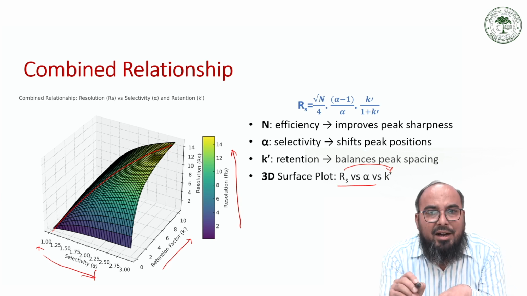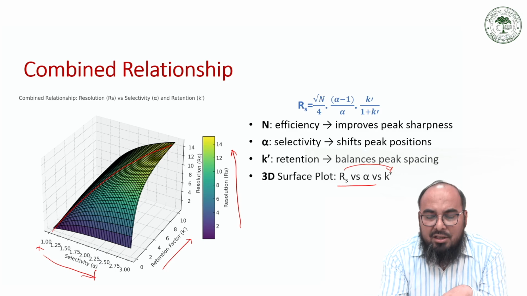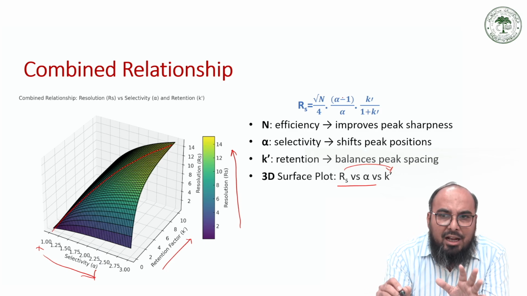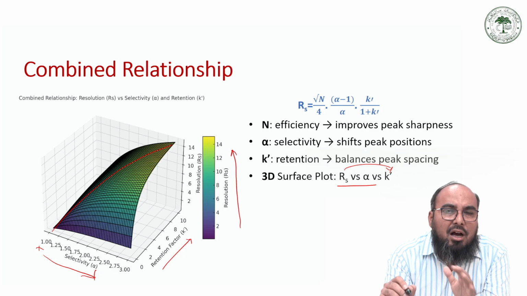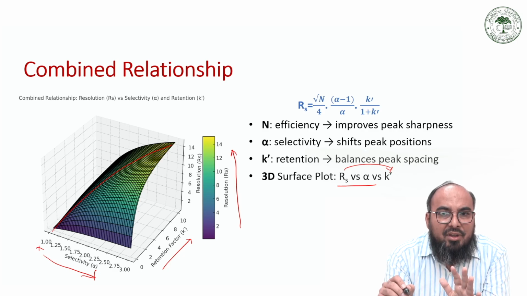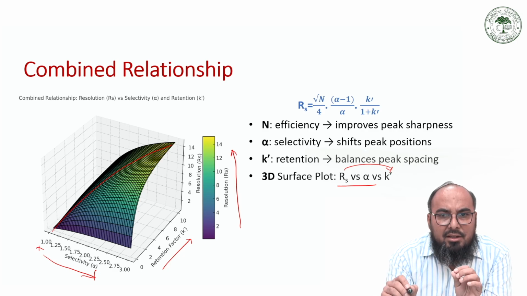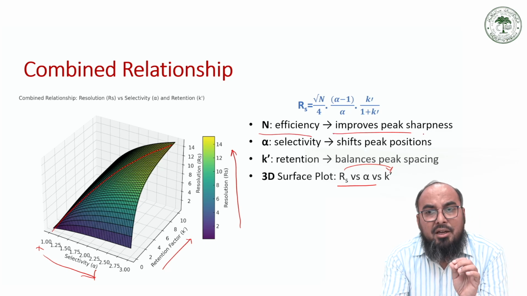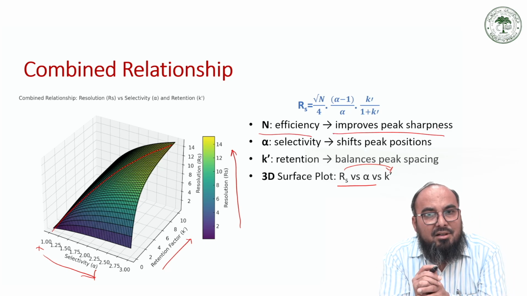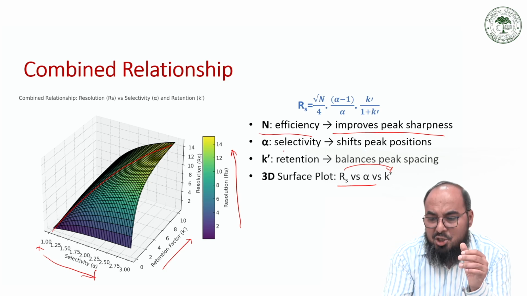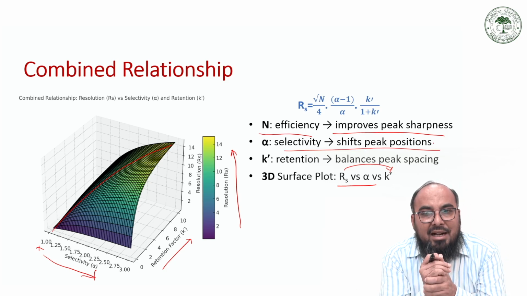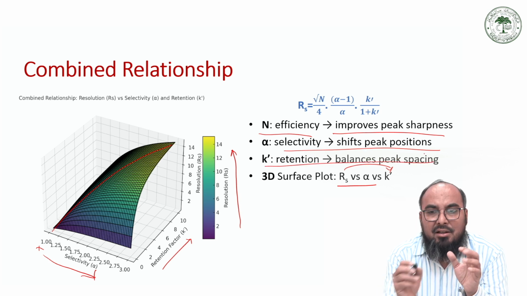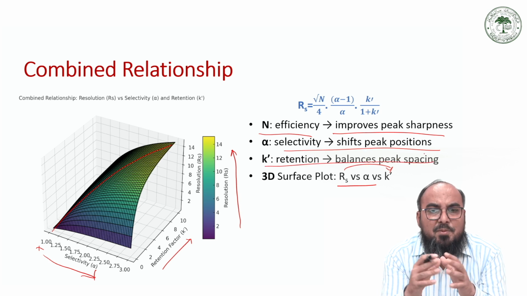So Rs can be defined simply in terms of the expression: root of N upon 4, into (alpha minus 1) upon alpha, into k dash upon (1 plus k dash). That is, the efficiency can be improved with regard to the improvement in peak sharpness. Selectivity shifts the peak positions, and the retention tells you about the peak spacing, that is, how much spacing there is.